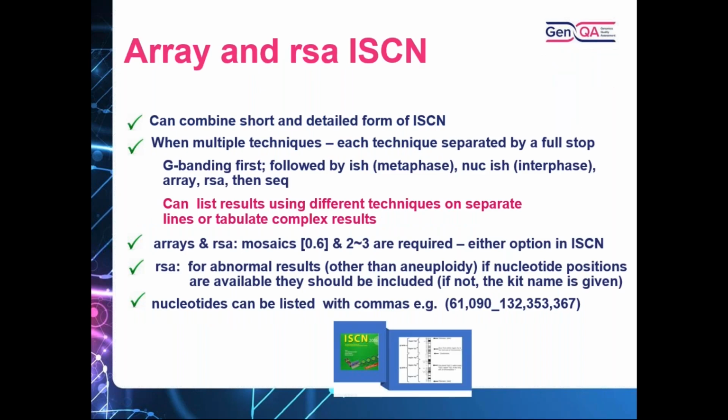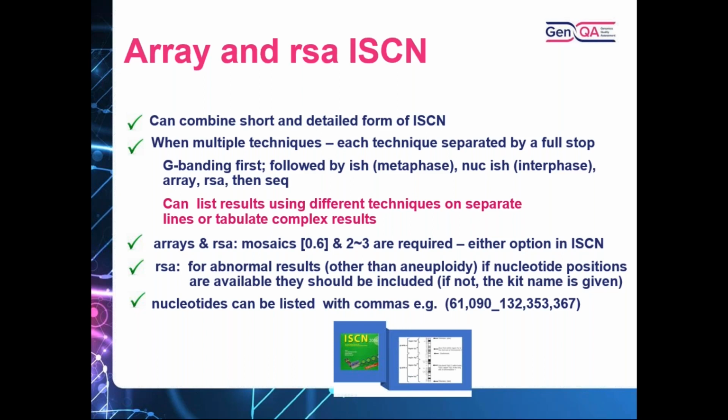Let's look at the array and the regional specific assay ISCN. As I've already mentioned, you can combine short and detailed form of ISCN. When multiple techniques are used, each technique is separated by a full stop. And the order is as follows. G-banded goes first, followed by metaphase FISH, followed by interphase FISH, nuc ish, followed by array, followed by RSA, then sequencing.